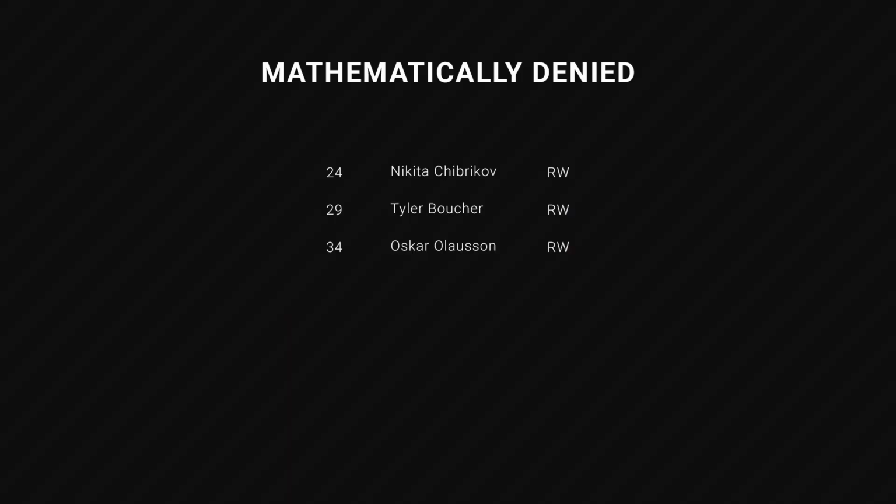If you are wondering which 3 players did not get mathematically chosen here, I'll tell you, it was right winger Nikita Chibrikov, right winger Tyler Boucher, and right winger Oskar Olausson. So yeah, Fibonacci has something against right wingers apparently.